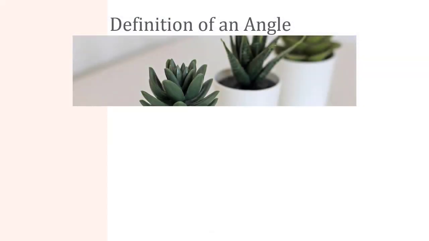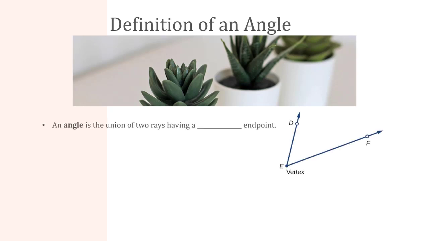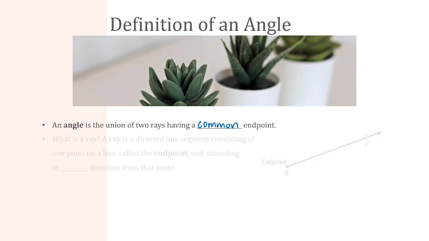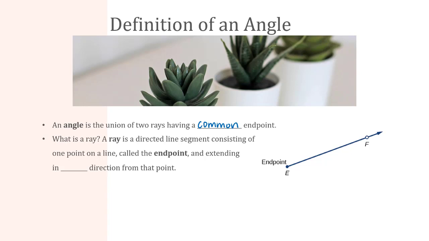So let's begin with the definition of an angle. An angle is the union of two rays having a common endpoint. But what are two rays? Well, a ray is a directed line segment that consists of one point on a line, and that point is called an endpoint, and it extends in just one direction. So the difference between a ray and a line is that a line would extend in both directions. A ray is only extending in one direction.